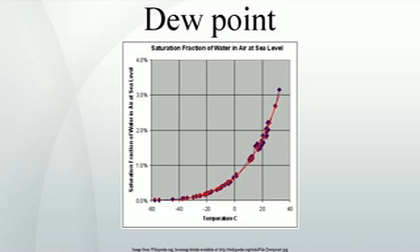For example, a relative humidity of 100% means dew point is the same as air temp. For 90% RH, dew point is 3 degrees Fahrenheit lower than air temp. For every 10% lower, dew point drops 3 °F.